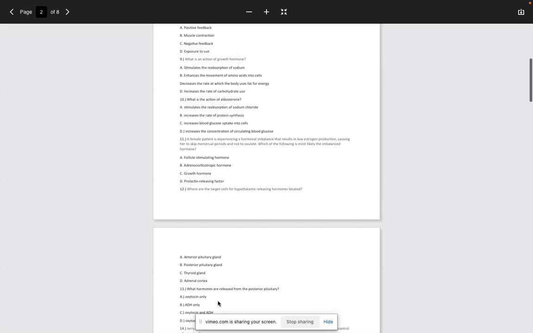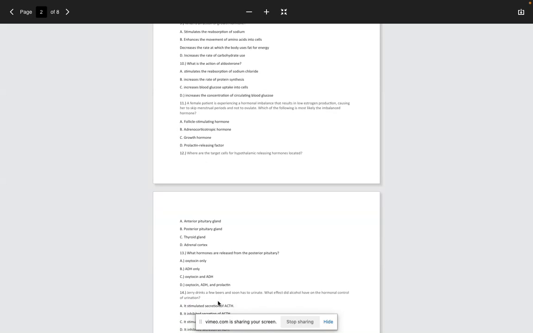What hormones are released from the posterior pituitary? Is it oxytocin only, ADH only, oxytocin and ADH? Oxytocin and ADH. What does oxytocin do? If we give a woman who is in birth oxytocin, what would the purpose of that be? Yeah, stimulates uterine contraction. There's actually a drug they give women in pregnancy called Pitocin. Anybody who has given birth may have gotten a Pitocin injection, right? What that does is bind to the uterus and cause it to contract, helping with labor.